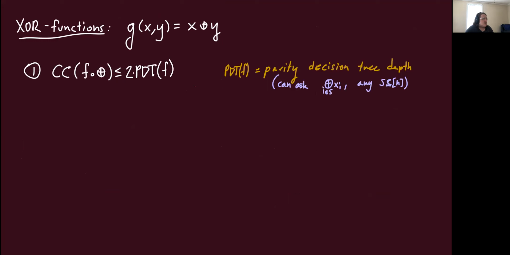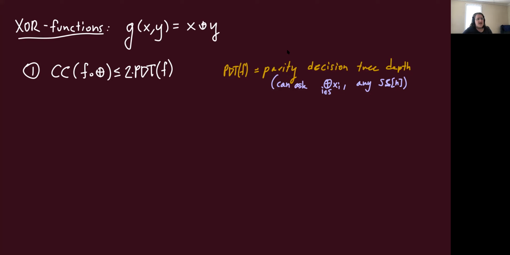So this first advantage, of having efficient protocols following from efficient query algorithms, can be framed formally here as saying that the communication complexity of f composed with XOR is upper bounded by twice the parity decision tree complexity. And here, the parity decision tree complexity, I alluded to this earlier. First of all, we care about the depth of a decision tree. And this decision tree can ask queries of the form: it can ask for the parity of an arbitrary subset of its bits.